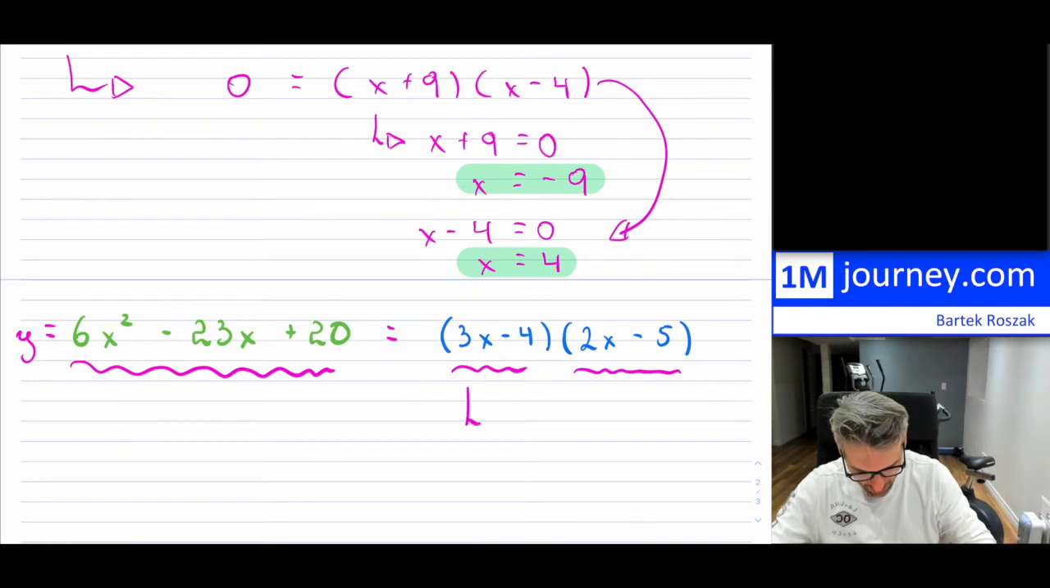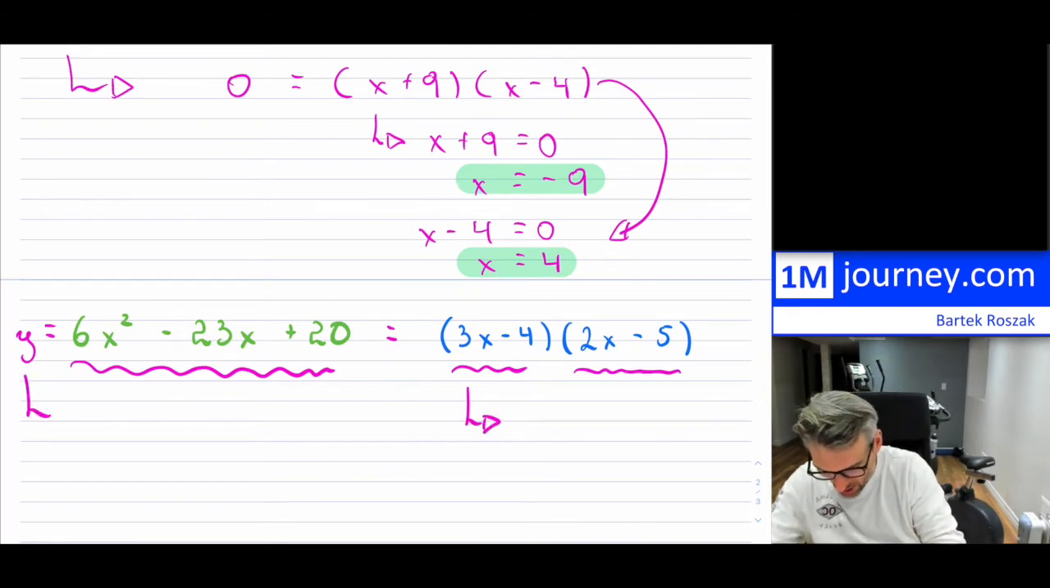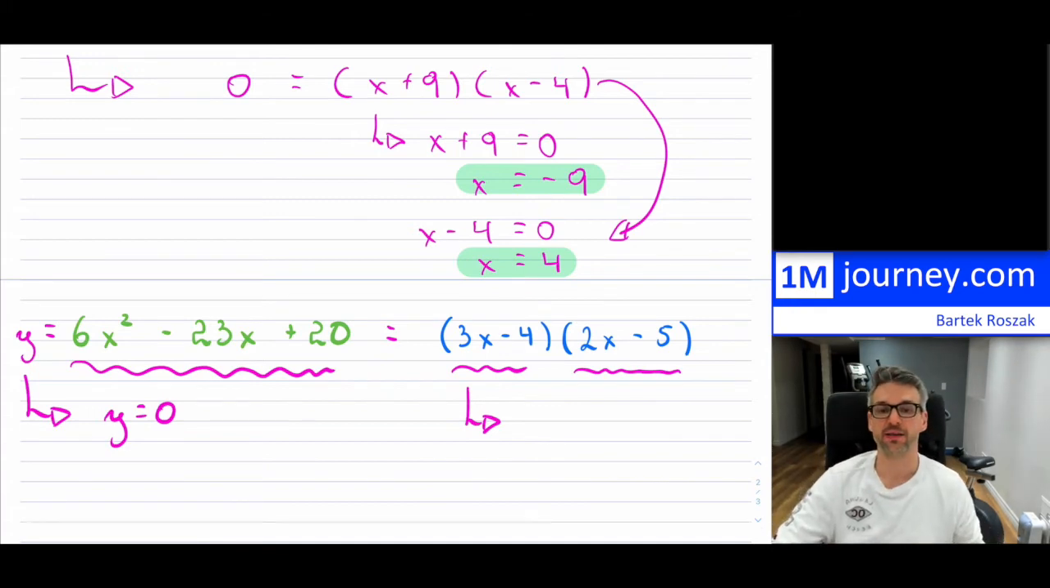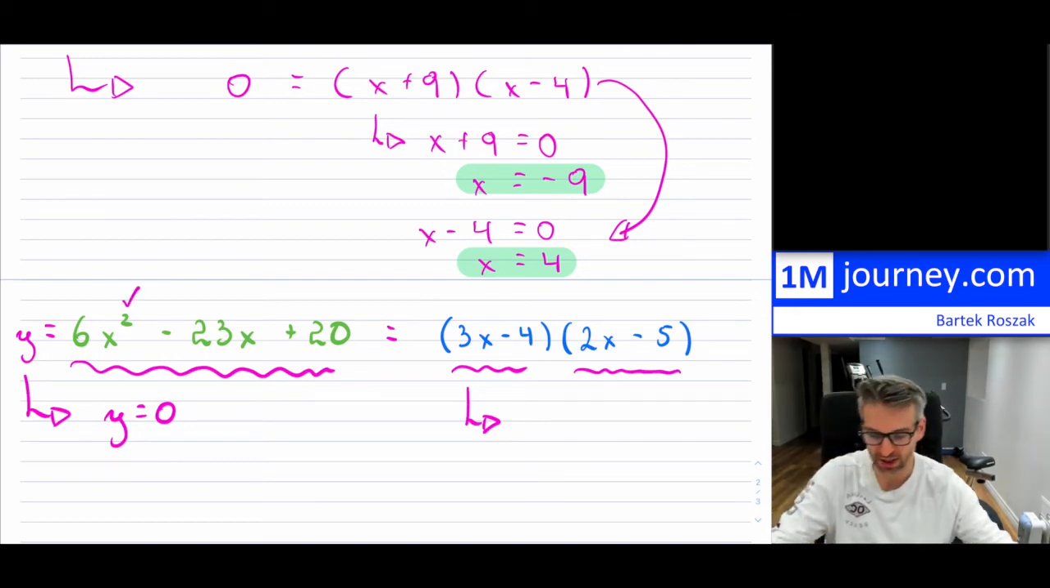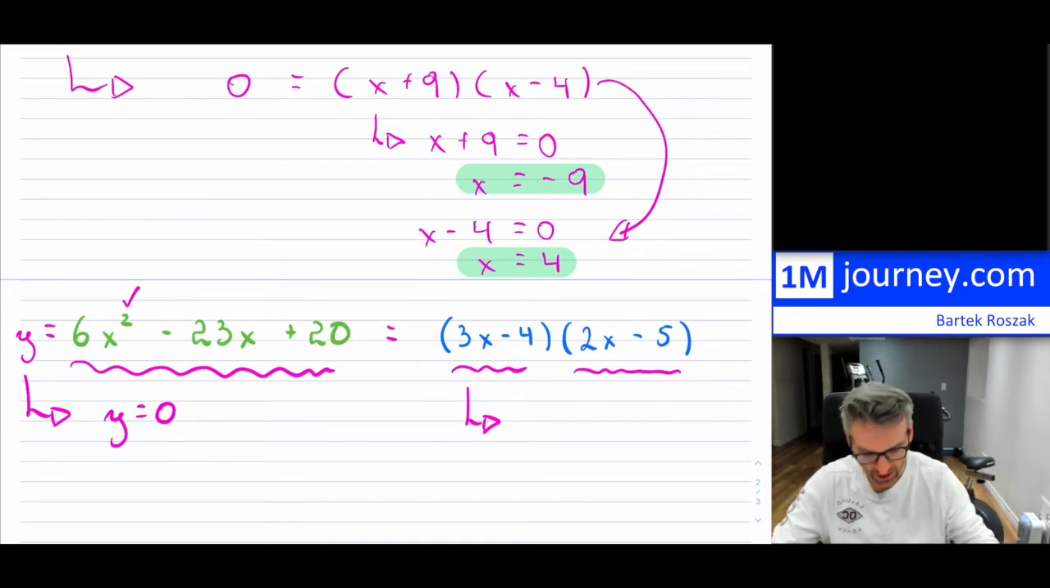And now, again, if you set y equal to 0, then what that should mean is that there's going to be two roots to this equation because it is a quadratic. This quadratic, this 2, tells you that it will have two roots, two places where you can find y equal to 0. And where do they happen? They happen at 3x minus 4 when you set that to 0.